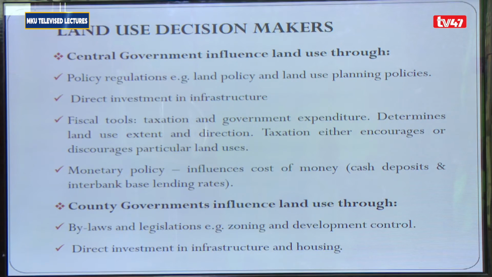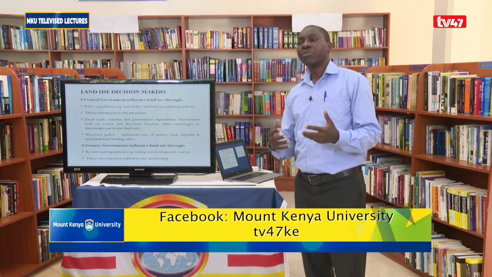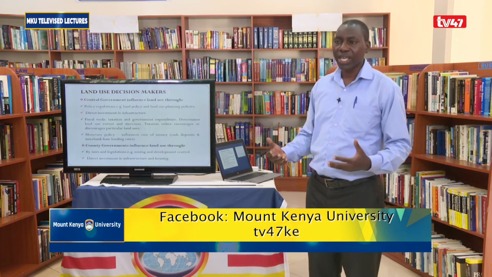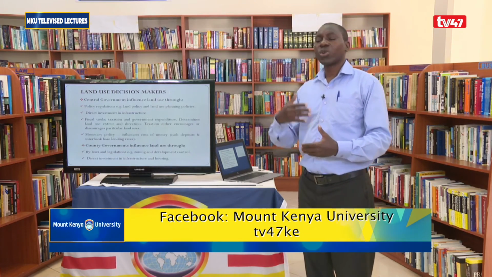Fiscal tools, these include taxation and government expenditure. If government decides to tax certain types of property, then it means that demand for that kind of property is going to go down. Therefore, that kind of land use is going to go down, or it's going to shift. If government gives tax breaks, for example, in a particular area, preferential trade areas, then it's going to encourage that kind of land use.